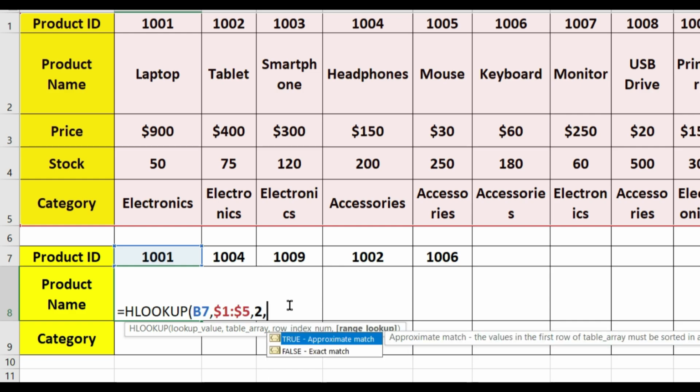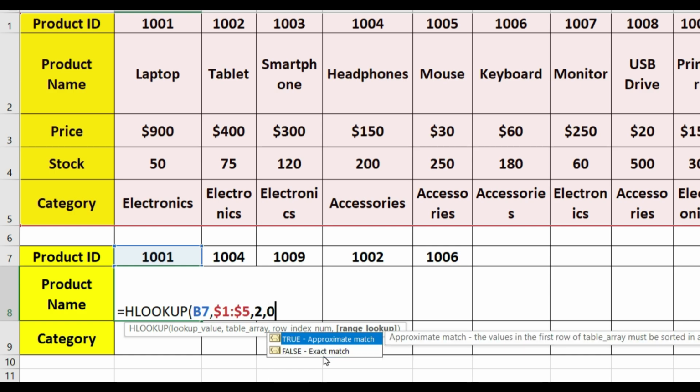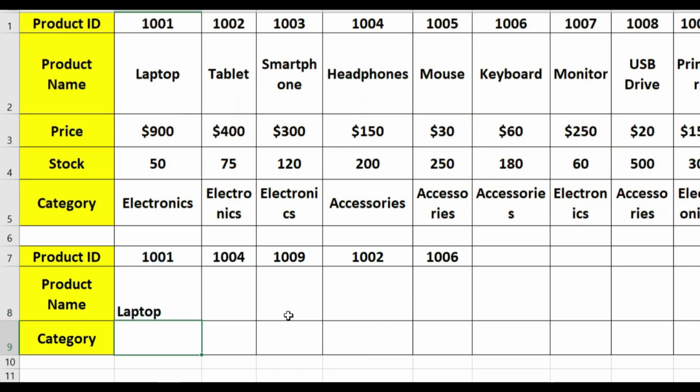Insert another comma. You'll see two options, true for an approximate match or false for an exact match. Select false for an exact match, or you can also type 0 instead of false. Close the bracket and press enter. Excel will return the data based on the product ID you entered.